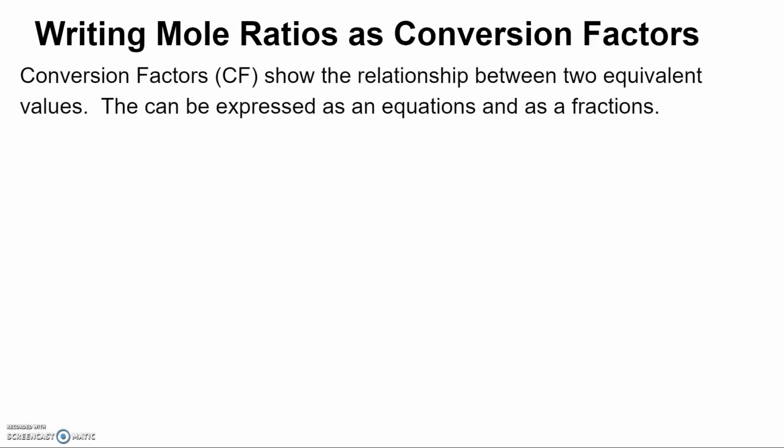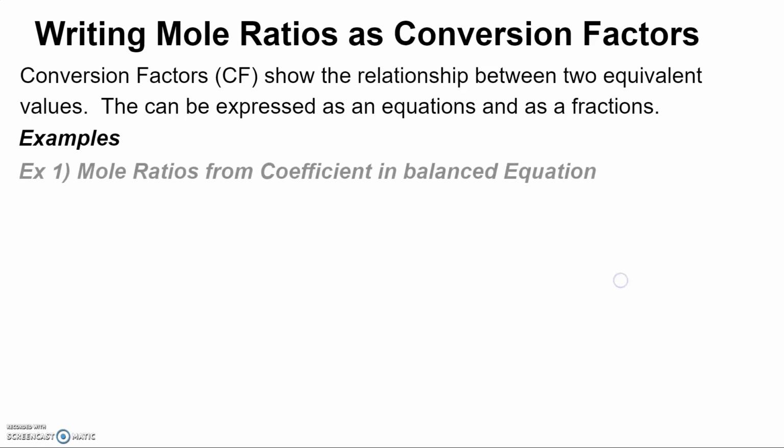Now, the mole ratios are important because they become, in a stoichiometry problem, our conversion factor. Now remember, conversion factors show the relationship between 2 equivalent values. And we can express them as equations and also as fractions, particularly when we're solving dimensional analysis. Conversion factors are expressed as fractions. So let's look at some examples. Let's first look at an example where we're getting the mole ratios from the coefficients in a balanced chemical equation.